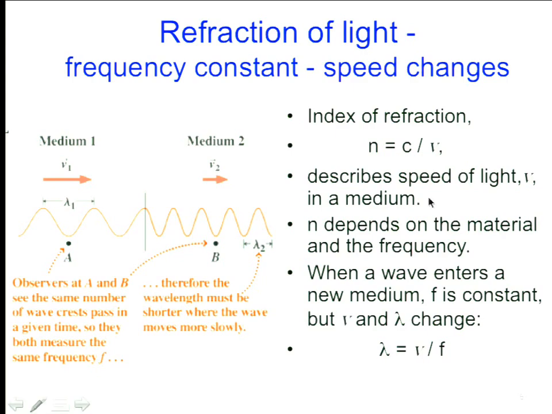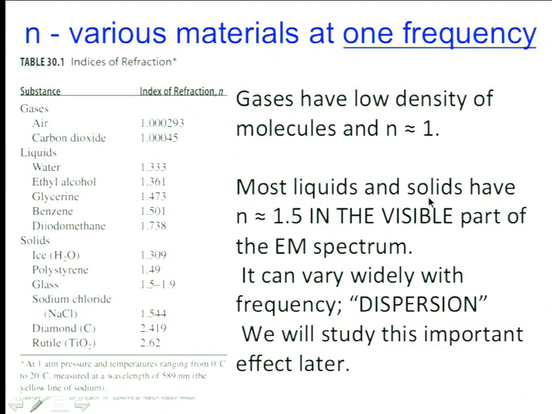And we said that there are varieties of the slowing down of the speed depending on the material. Typically for most solids, it's about 1.5 in the visible range. But it can vary, and we'll get into that, I keep saying, as we go into more depth on just what's going on here.